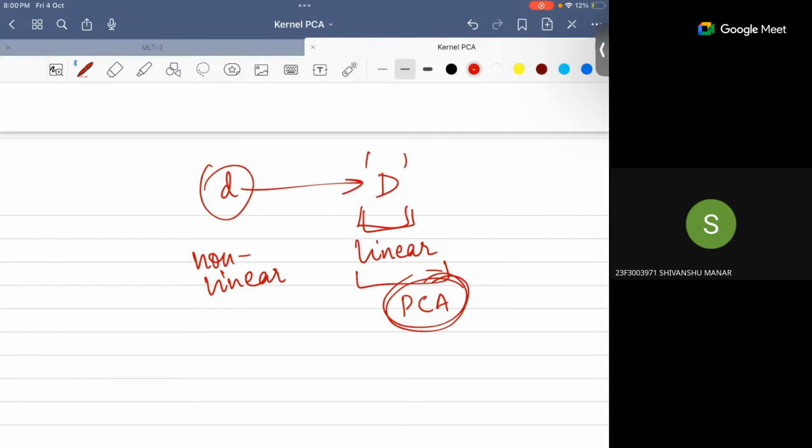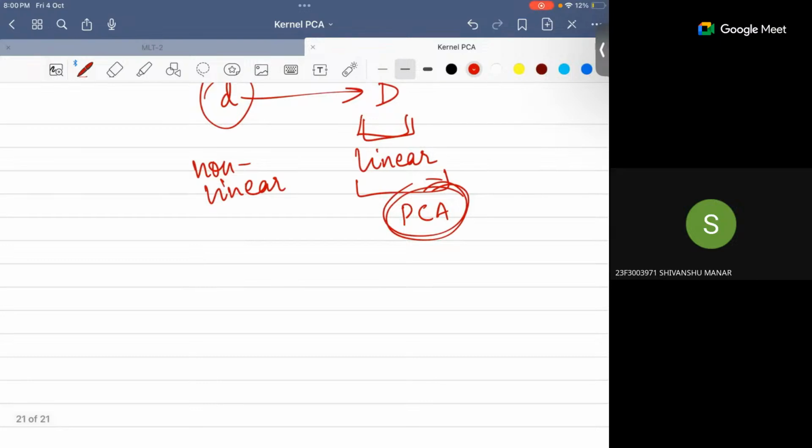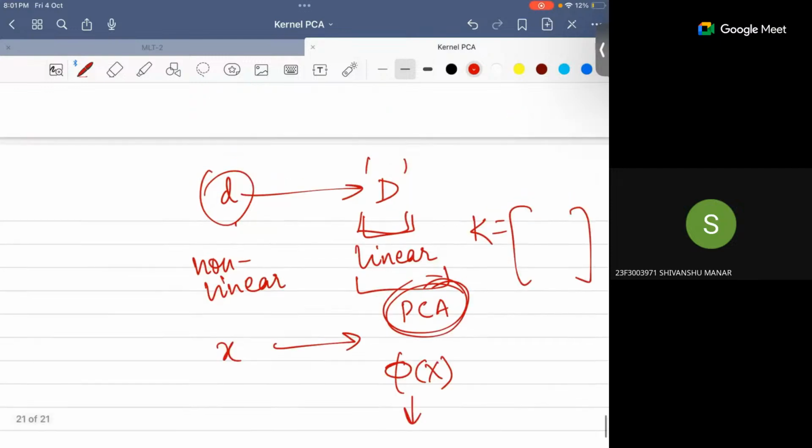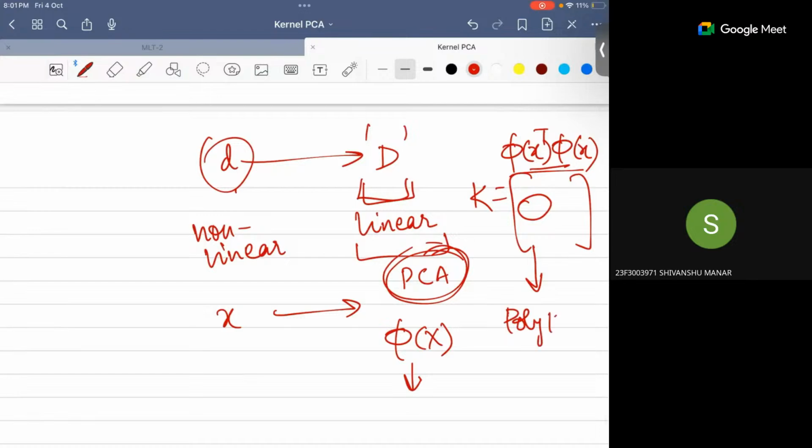Yes, sir. Correct. So if you need that, you have some matrix, right? Here it was X, but after transforming you have this one. But exactly the mapping you don't have. You just have the K matrix, right? K matrix consists of what? Phi X transpose phi. This you have. You don't have the exact mapping. You just have the dot product. And how do you get the dot product? From the polynomial kernel function.